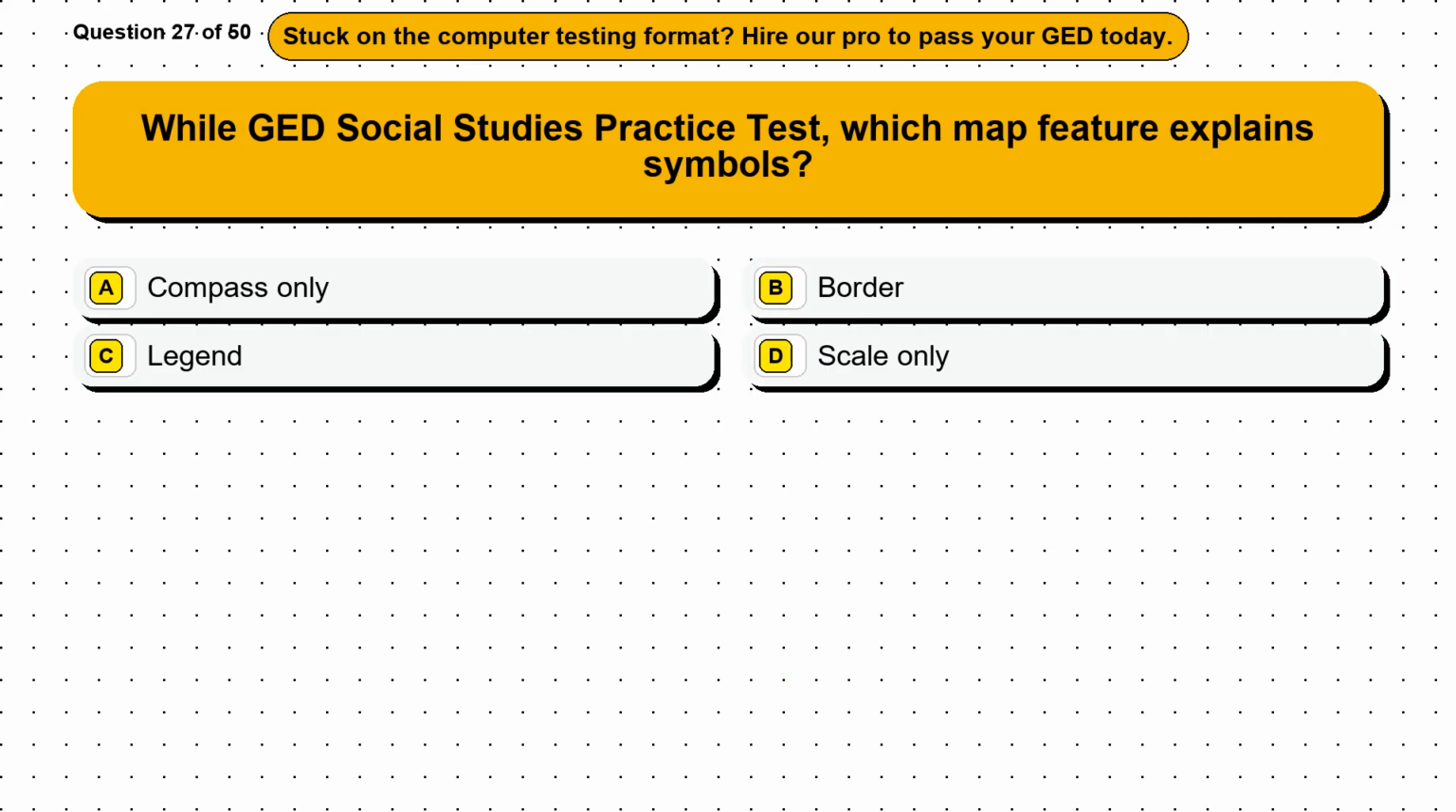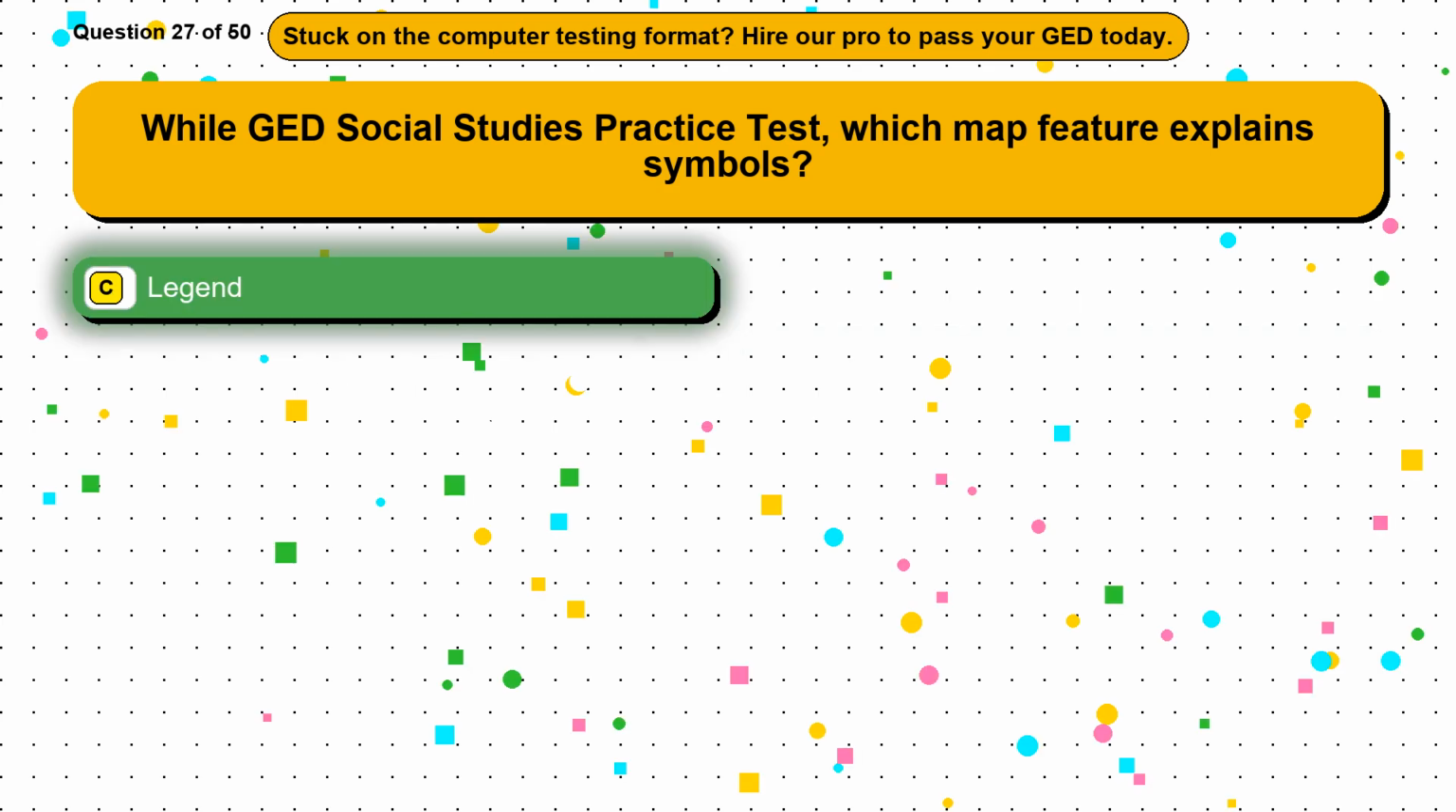Question 27. While GED Social Studies practice test, which map feature explains symbols? Option A, compass only. Option B, border. Option C, legend. Option D, scale only. The correct answer is option C, legend.